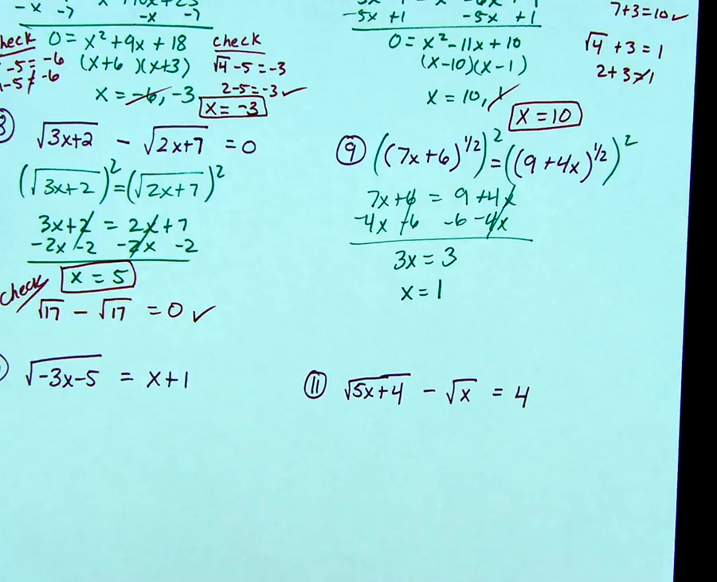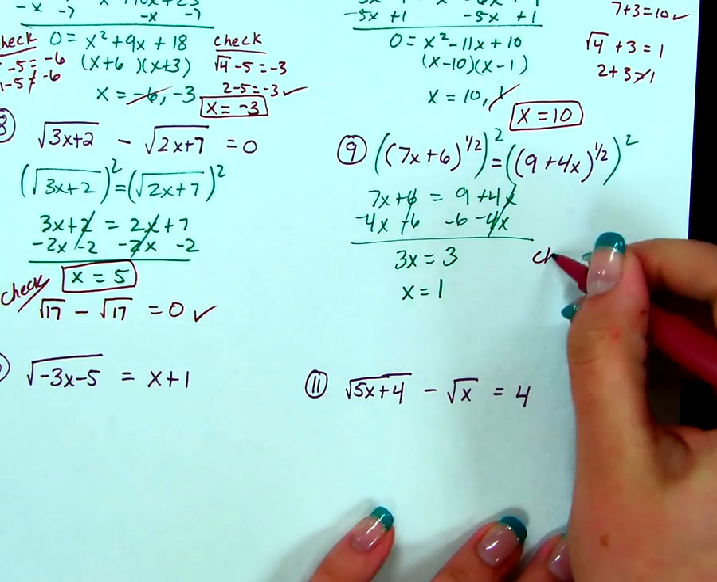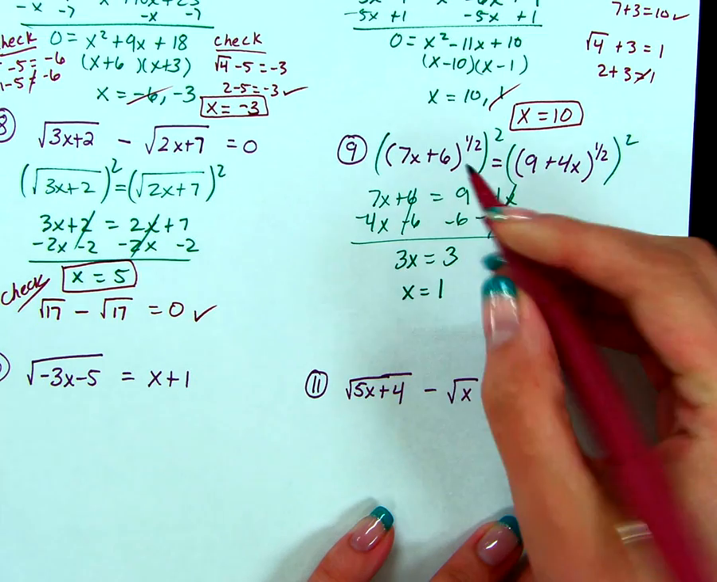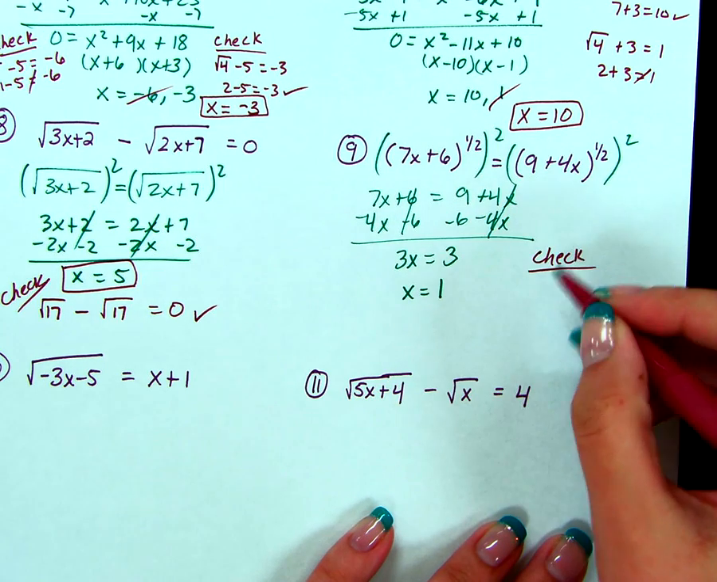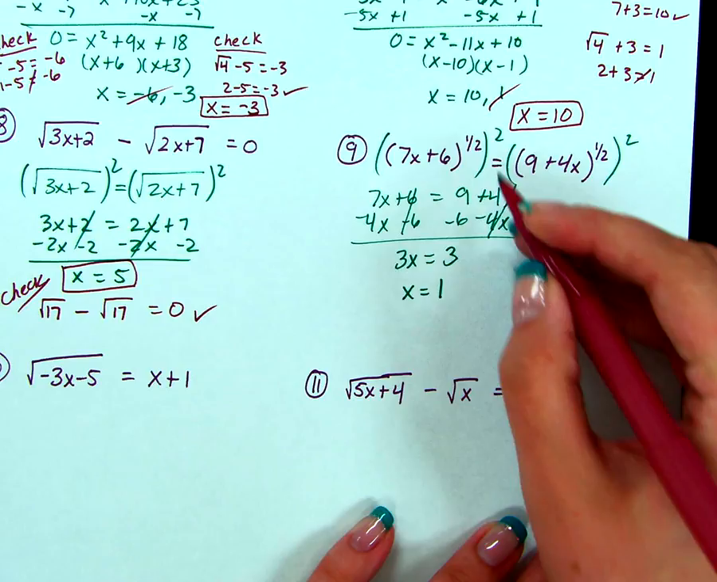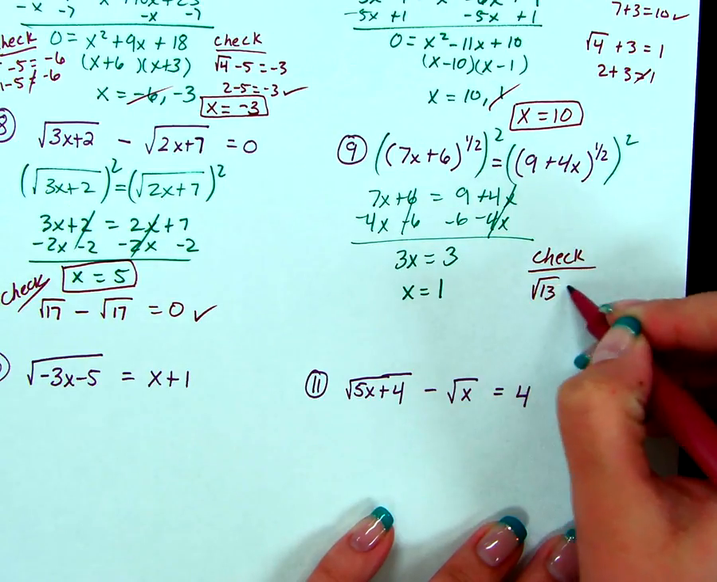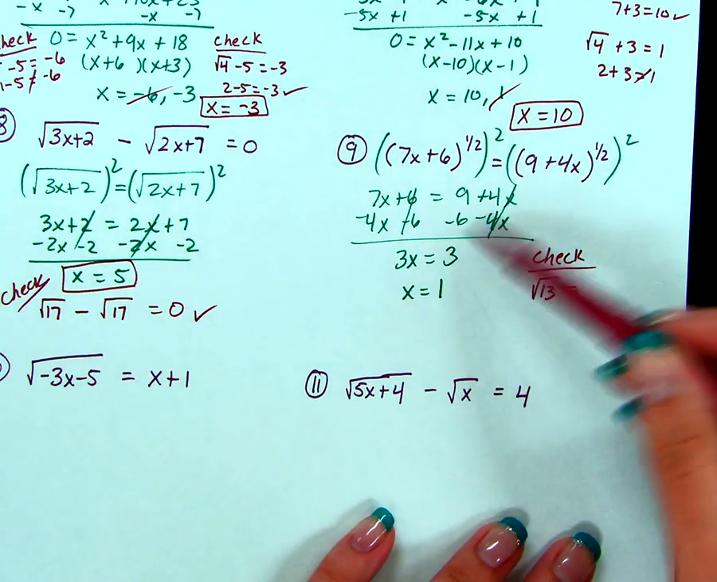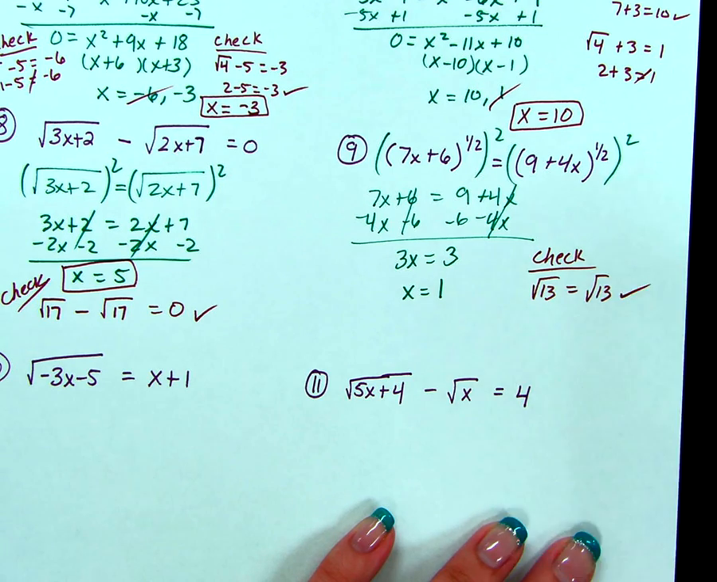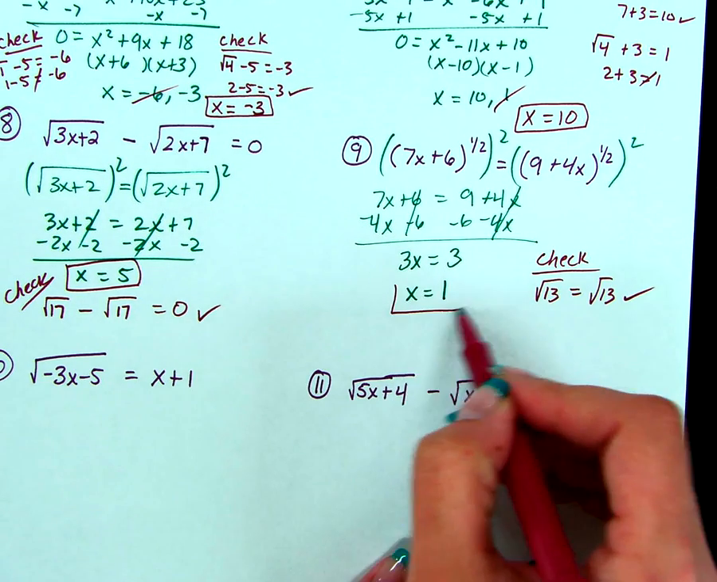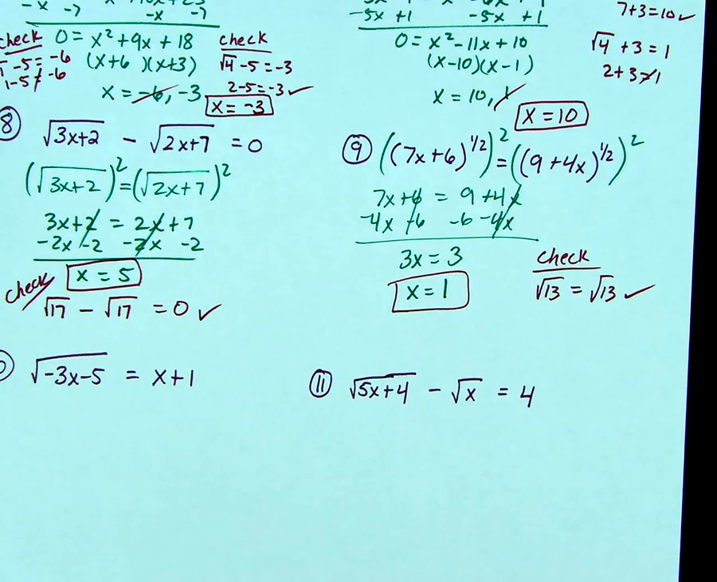And again, we just need to check to make sure that it's going to work out. So we're going to substitute 1 into both of the x's. So 7 times 1 is 7, plus 6 is 13. So this really means the square root of 13 equals, and then 4 times 1 is 4, plus 9 is 13. Okay, so again, that's going to work out. So I know that x equals 1 is my final answer to that problem.